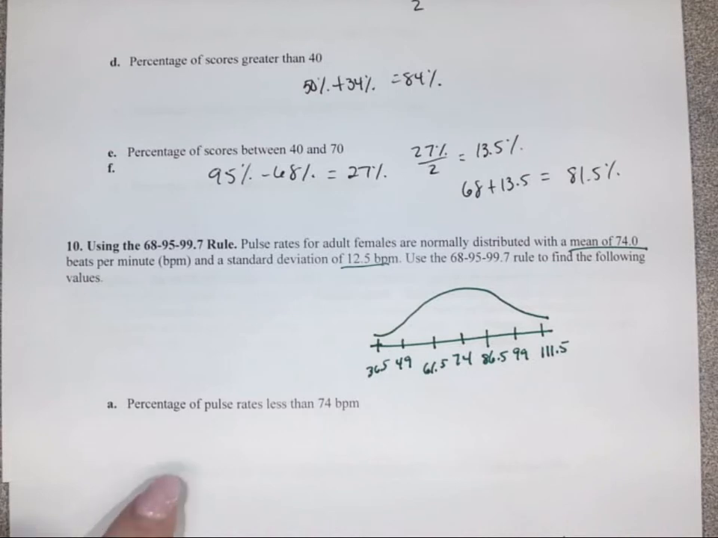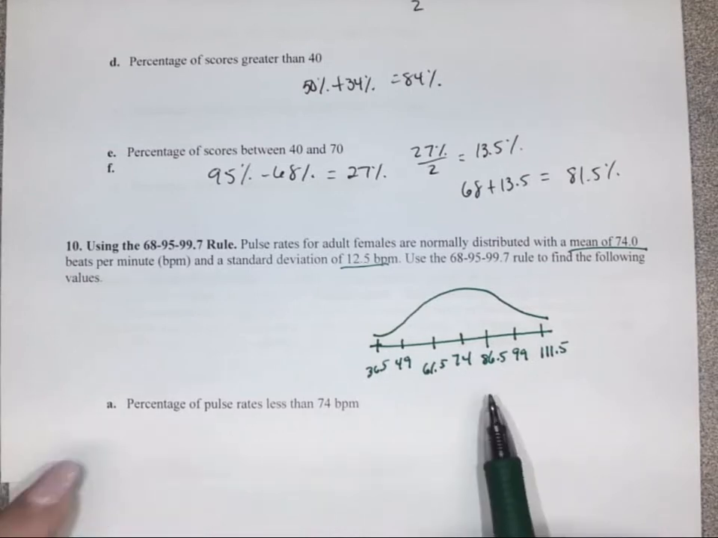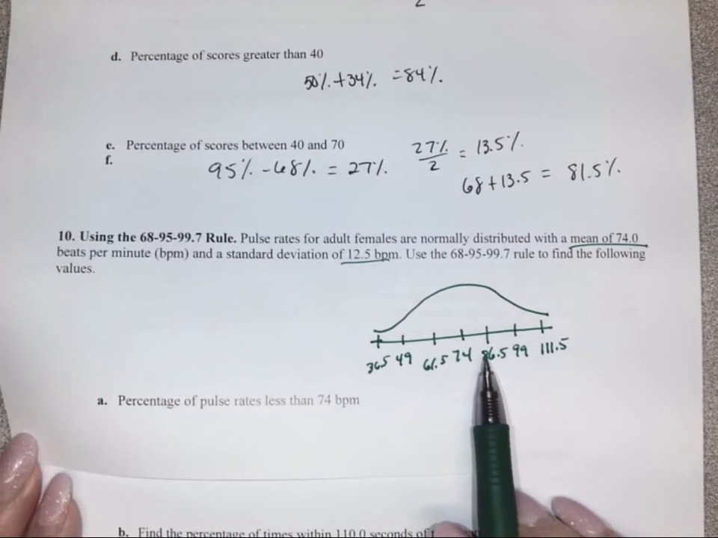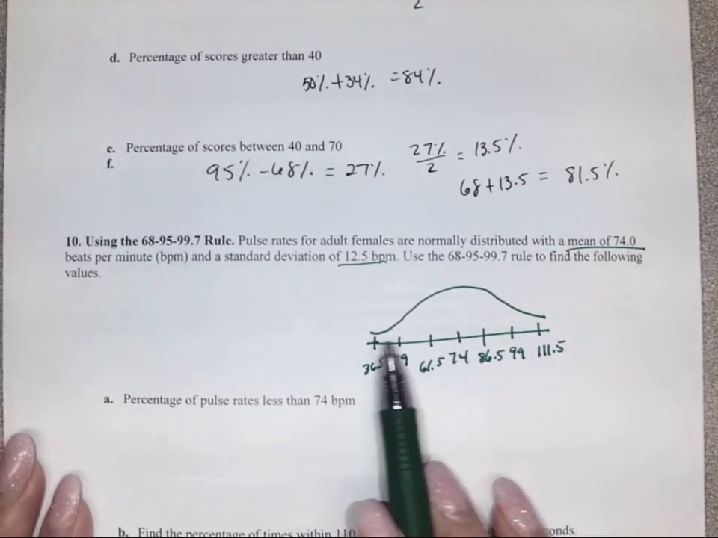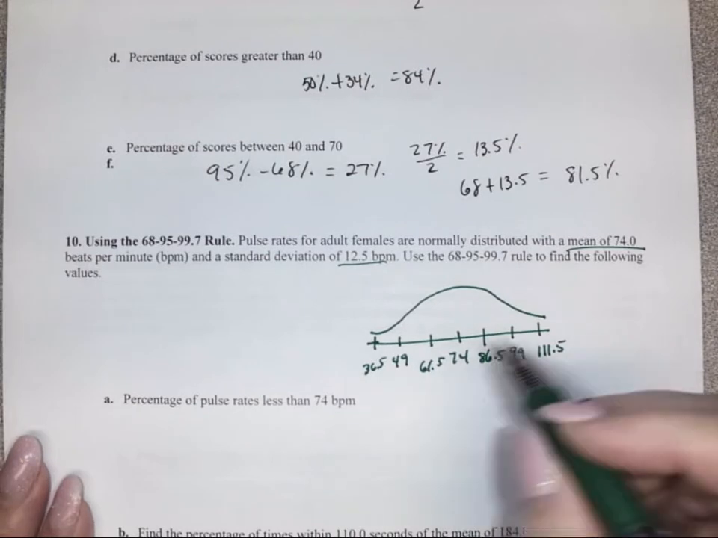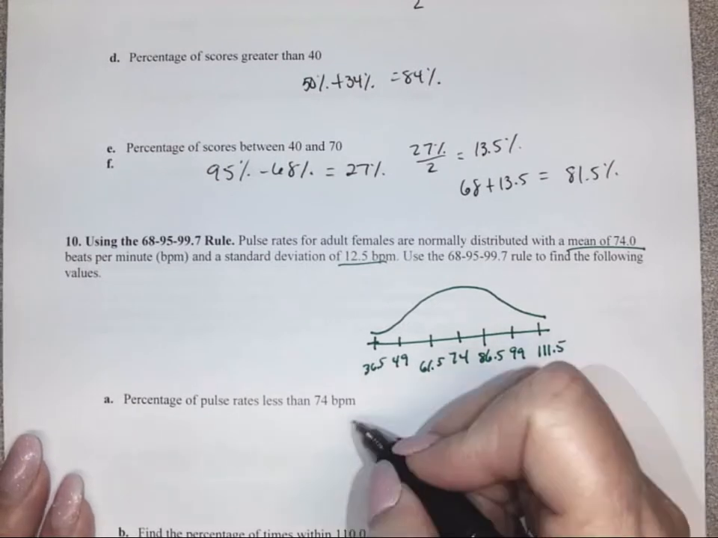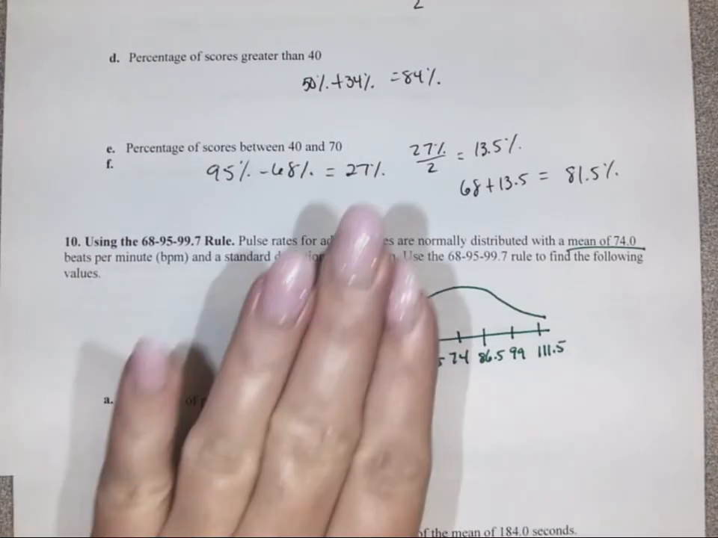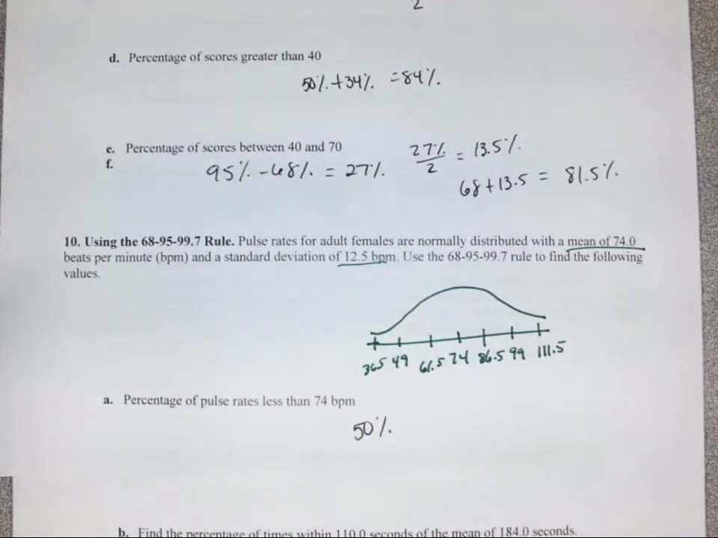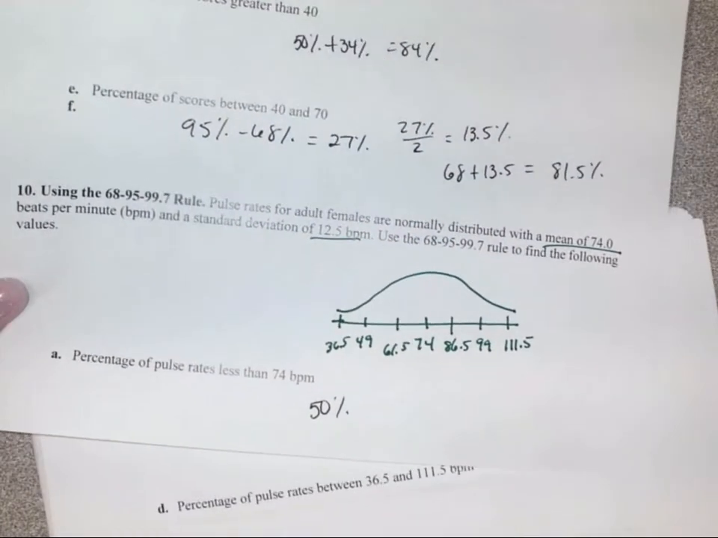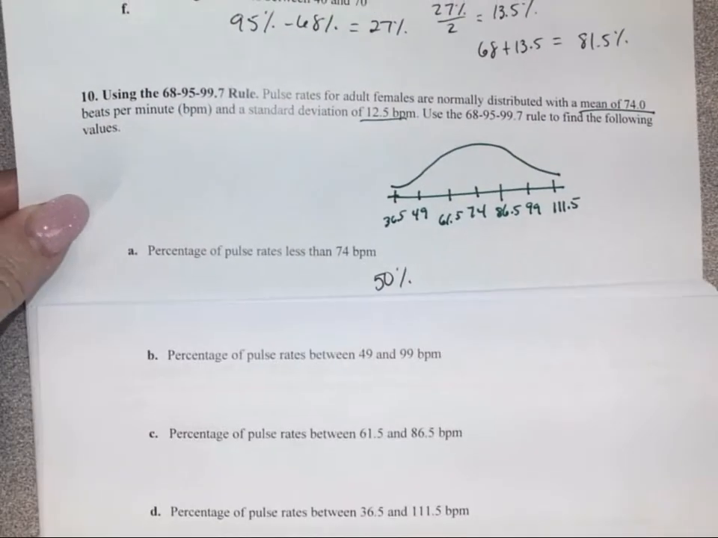So all I'm doing is taking the mean again, and I'm adding my standard deviation, and I'm subtracting my standard deviation. So the percentage of pulse rates that are less than 74. Well, this is very similar to part A on our previous problem. 74 and less than that, that's going to be 50% of our data again. Because remember, it is symmetrical. Half of the data is there, half of the data is at the bottom. All right, let's go look at another problem with it.